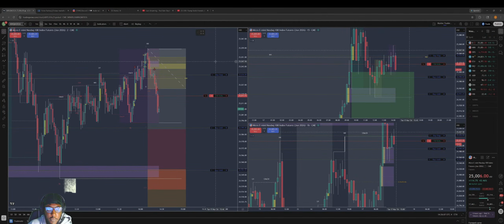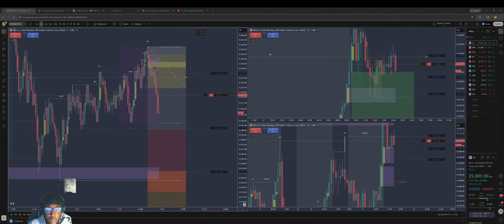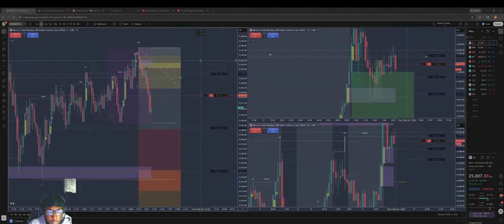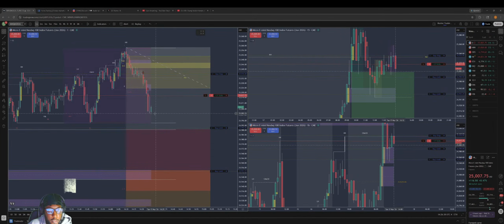And let's see if this one wants to play out through these lows right here. This would be a nice low to take if price wants to get heavier right here. This would be a nice low. Let's see what the 1 minute looks like.